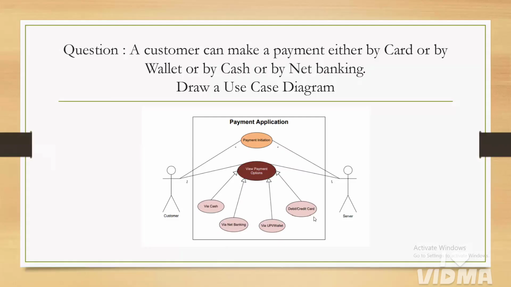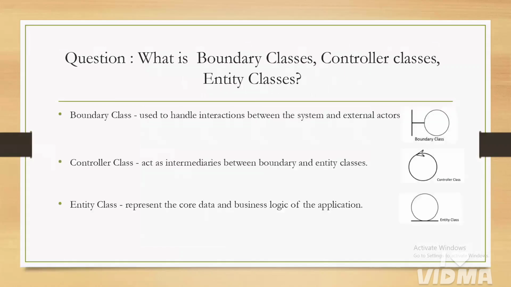And the next question. The second question is about writing the boundary classes, controller classes, and entity classes. You have listened to the three-tier architecture, right? In the same way, the boundary classes, controller classes, and entity classes are the same kind of thing.